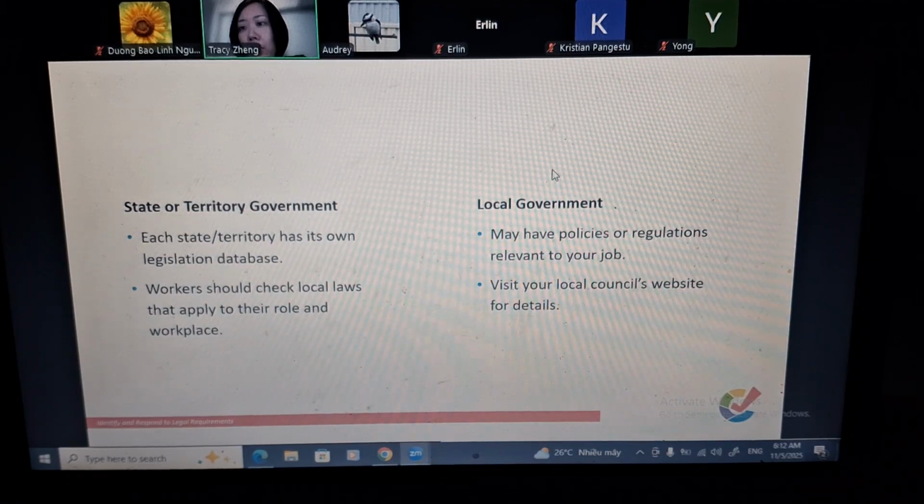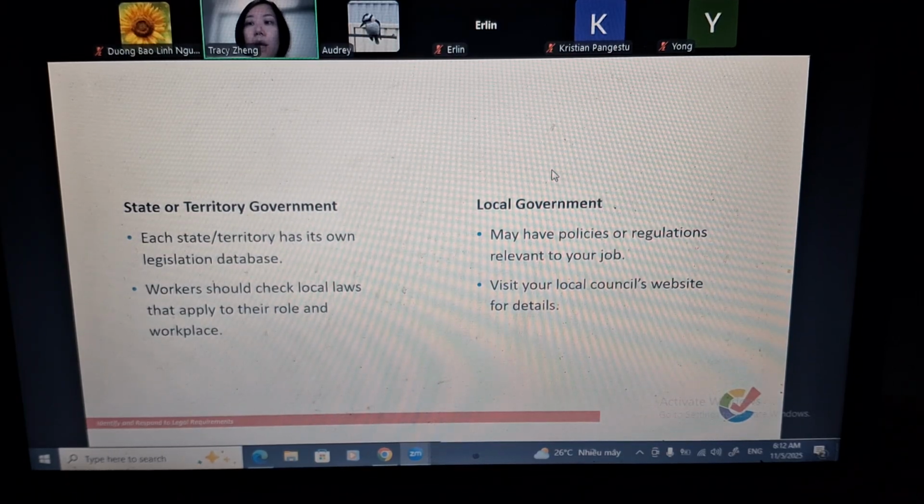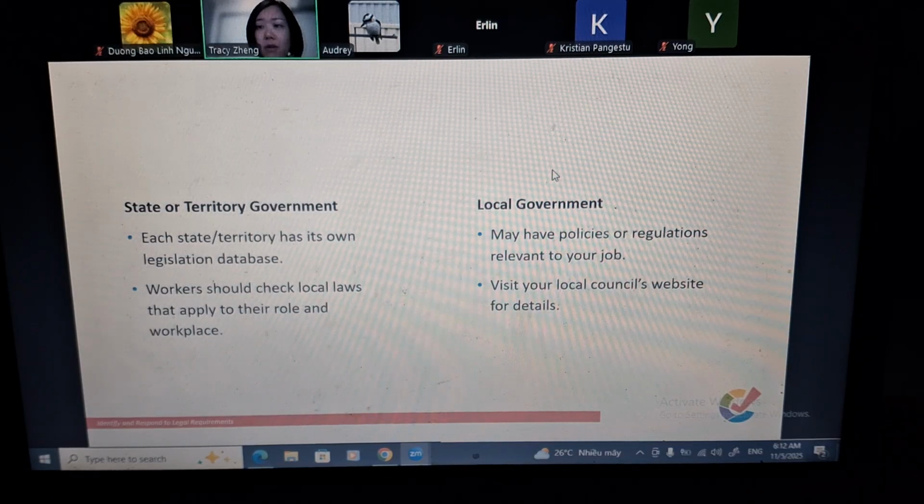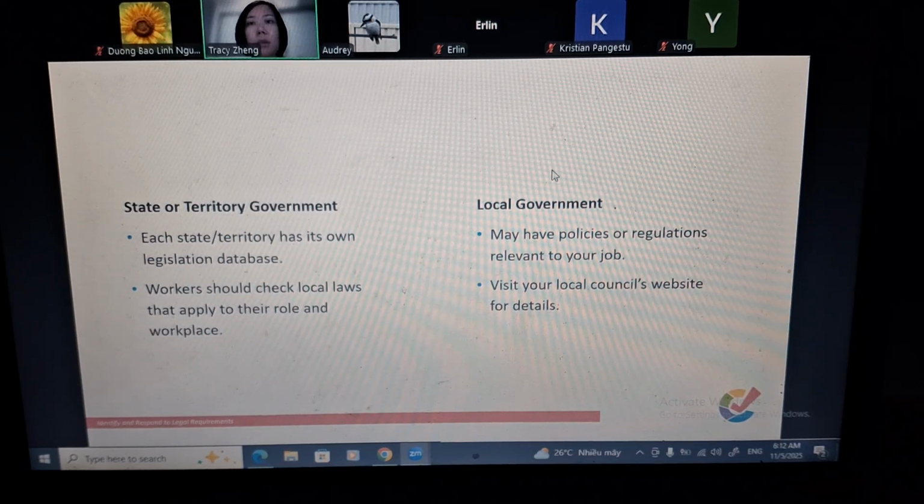So, for example, during COVID, different councils had different requirements for social distancing, right? In some councils, they may say you need to keep 1.5 meters away from each other. Another council may say that in a lift, only 2 people are allowed at one time, etc. Right? That is also local government regulation. So you do also need to check.